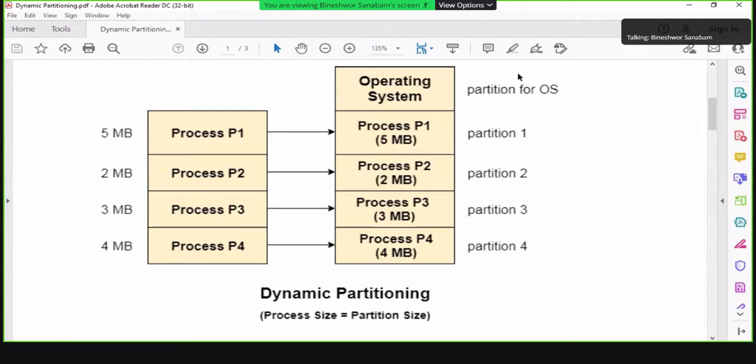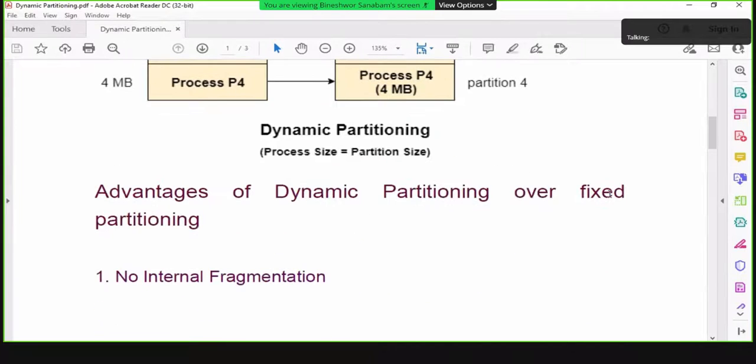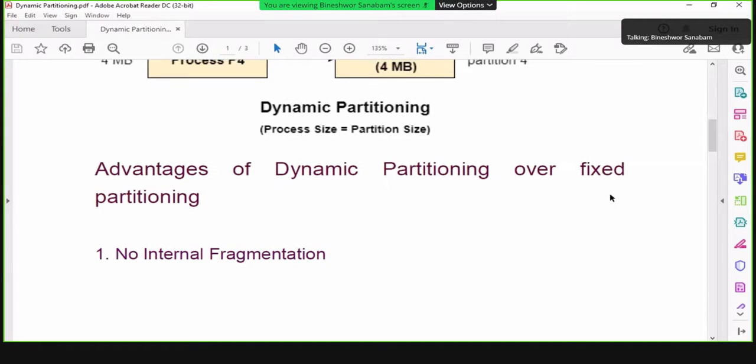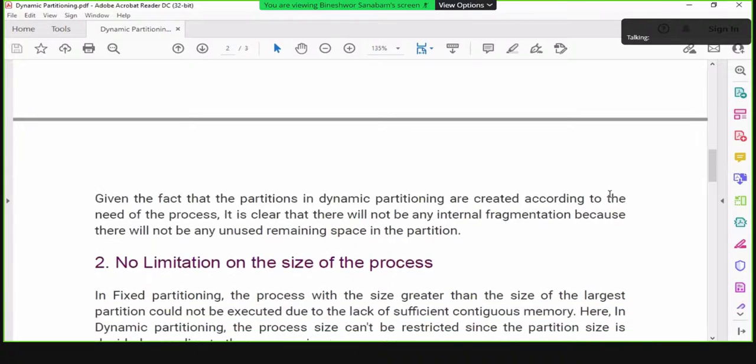So in dynamic partitioning, your process size is equal to the partition size. The advantage of dynamic partitioning over fixed partitioning is, the first one, as we learned, that there will be no internal fragmentation. Given the fact that the partitions in dynamic partitioning are created according to the need of the process, there will be no internal fragmentation.